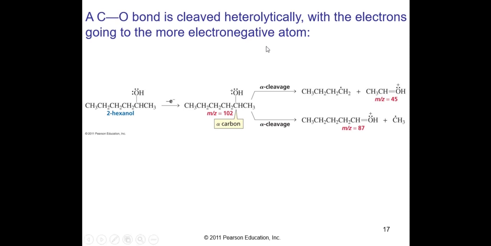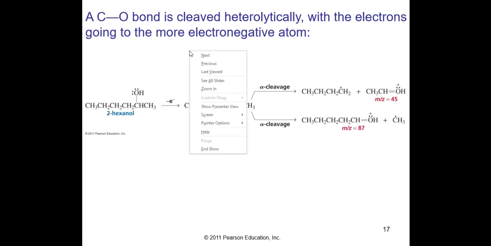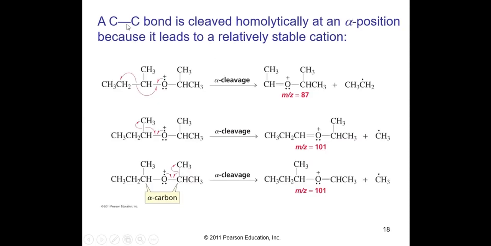That more electronegative atom, oxygen, is going to be satisfied. Now, a C-C bond is cleaved homolytically in an alpha position because it can lead to a relatively stable cation. Make sure you go over the last slide and this slide very carefully with pencil and paper so you know the differences between heterolytic and homolytic cleavages. Okay, here you can have three alpha cleavages.